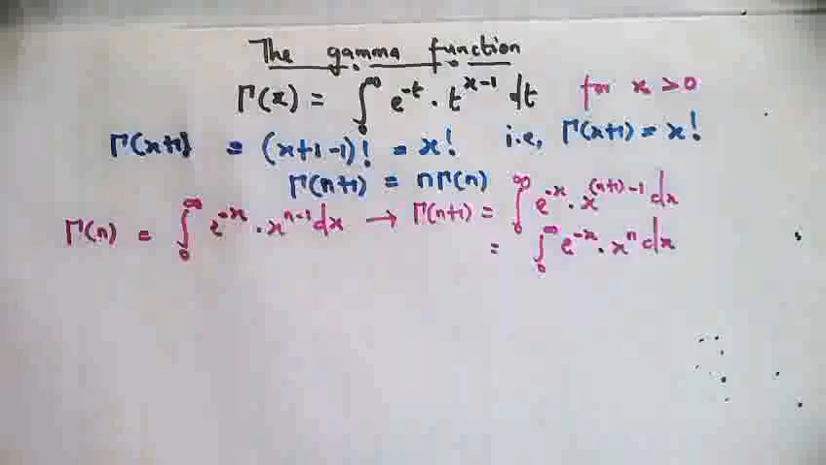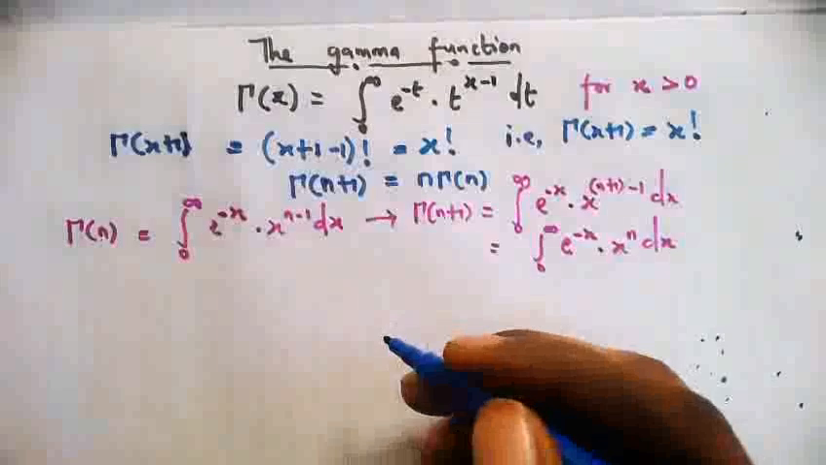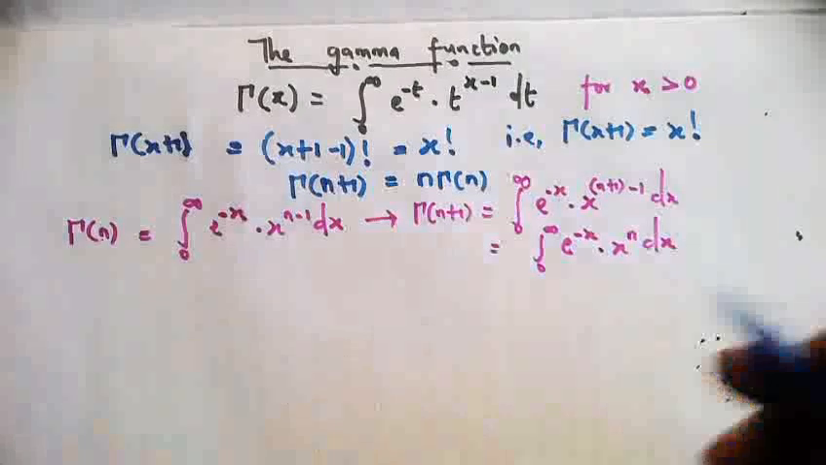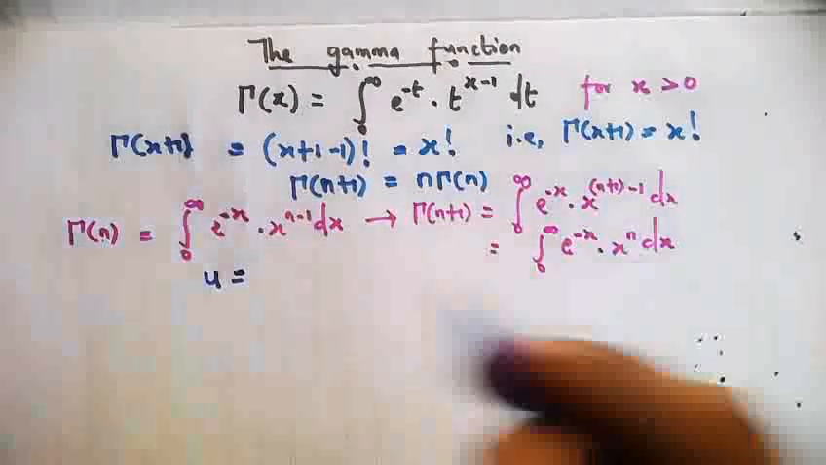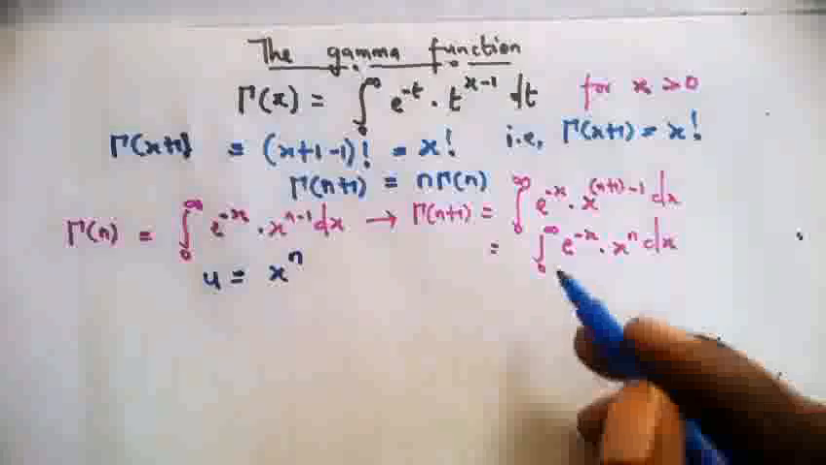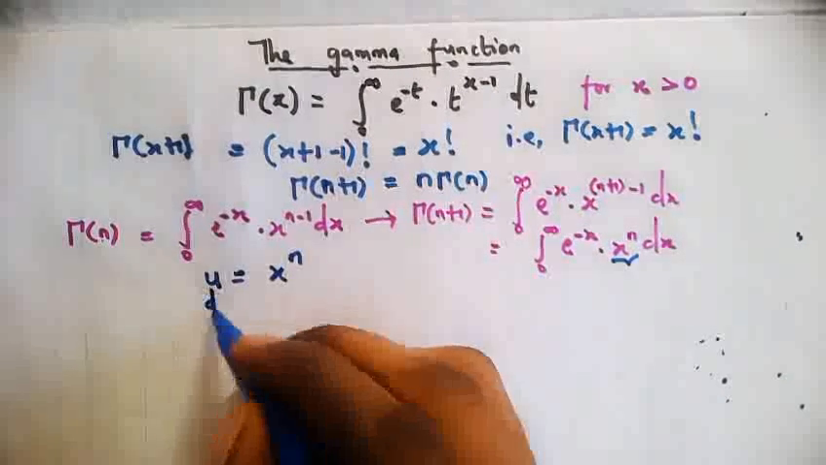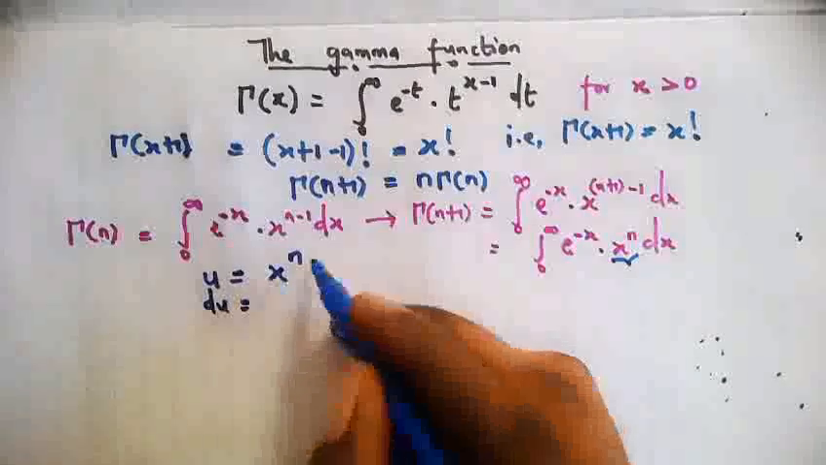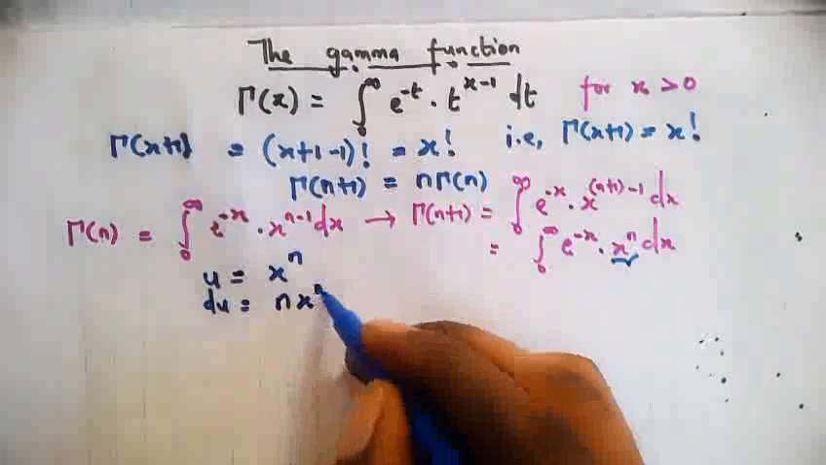Now we're going to start integrating this by parts. So how do we do this? Now we need to know this theorem of integration by parts. So let's start by saying let u equal to this x raised to power n. Now we all know that du is going to be to multiply and subtract 1 from the exponent. So we have du equal to n times x raised to power n minus 1.